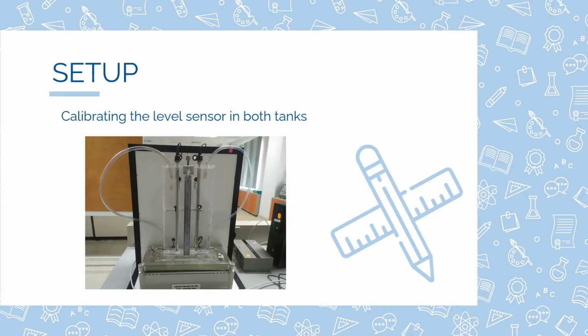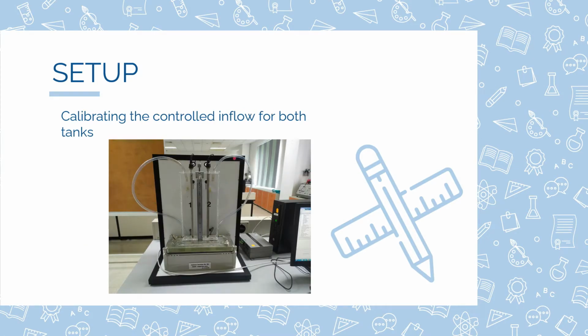Next, we calibrate the level sensor in both tanks by setting the pump voltage. The input to the pump motor is the voltage, acting as the actuated signal that controls the input flow rate to each tank. The liquid then goes into the tank and causes the level to rise to a certain height. The level in the tank is measured using a sensor. We repeat the step for tank 2. After that, we did a calibration for the control inflow for both tanks.